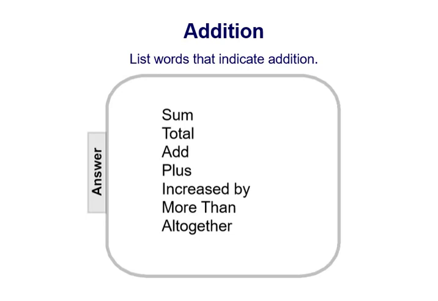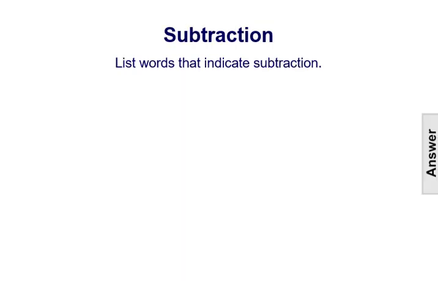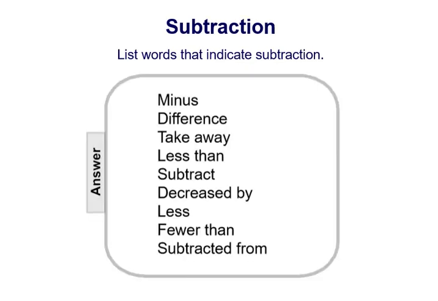So you should come up with a list that includes the sum, the total, add, plus, increased by, more than, altogether. All of those words indicate addition. What about subtraction? Think of all the words you can think of and make a list of what would indicate subtraction in an expression. So you should have words like minus, difference, take away, less than, subtract, decrease by, less, fewer than, subtracted from. All of these words on this list indicate the operation of subtraction.